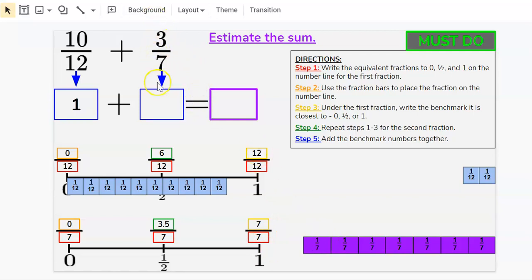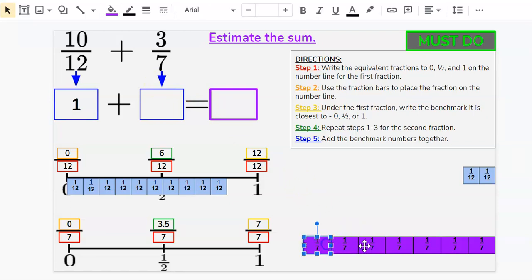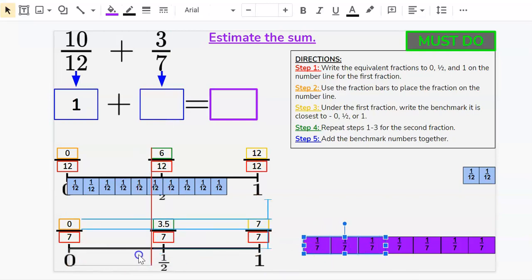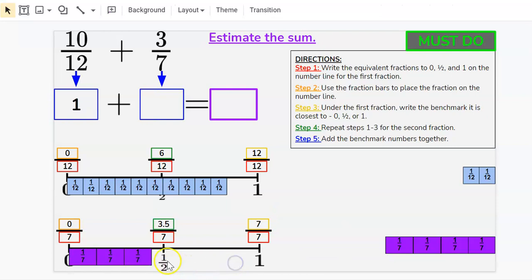I need to place 3/7 on my number line, so I'm doing the same thing. I'm using my control key, and I'm clicking 1, 2, 3/7 and dragging them to my number line. Once I do that, I see where that ends, and I see is that closest to 0, 1/2, or 1 whole. It ends right here, which is very close to that 1/2, so I'm going to put 1/2 here.